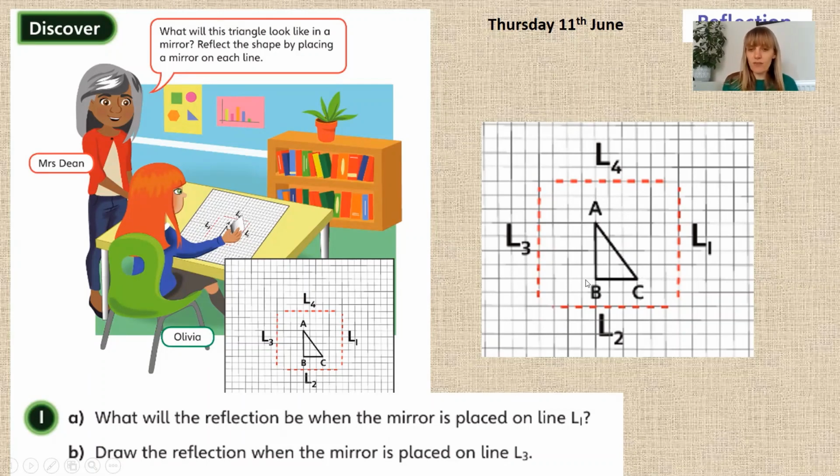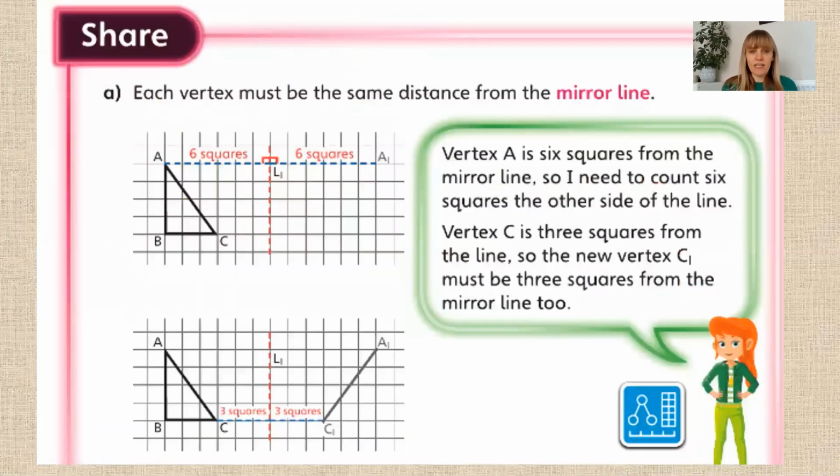Now on our triangle, the vertices are labelled A, B and C. And then you can see there's some dotty lines around it with L1, L2, L3 and L4. They're just labelling the lines. They're labelling the red line as a reflection line. So number 1 says, what will the reflection be when the mirror is placed on line L1? So almost imagine that down this red line here on L1, we're putting a mirror. If we were to put a mirror, what would the triangle look like on the other side of that reflection line? So we're going to move on and have a look.